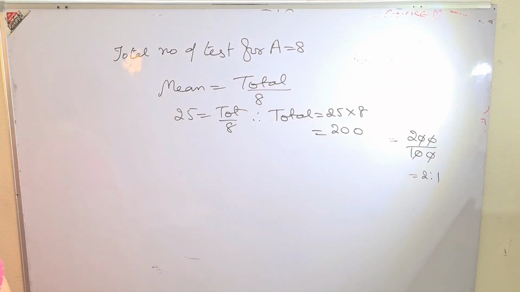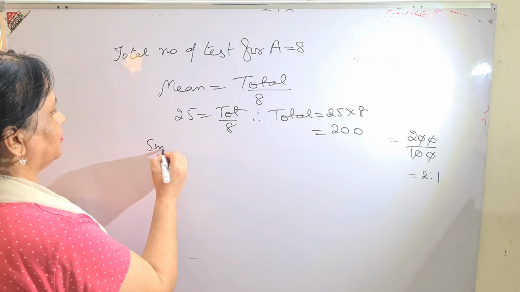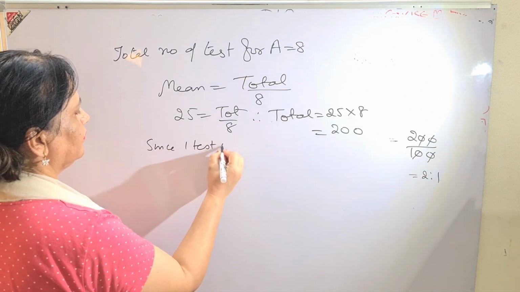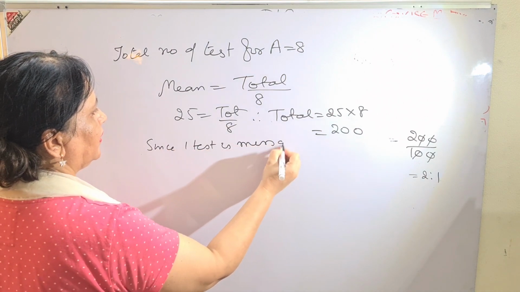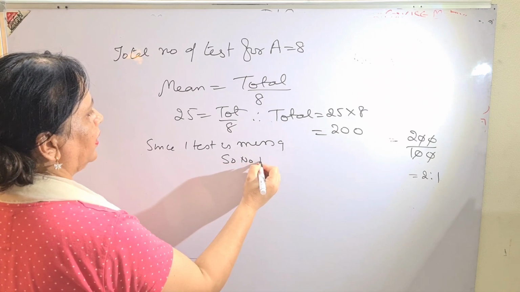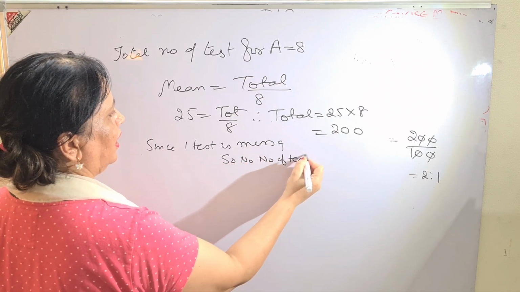Then he says one test is missing. He says, however, while checking in files, A could not find 1 of the 8 tests. For these he scored out of 8 tests, 1 test is missing. So you can write, since 1 test is missing, so now number of tests are 7.